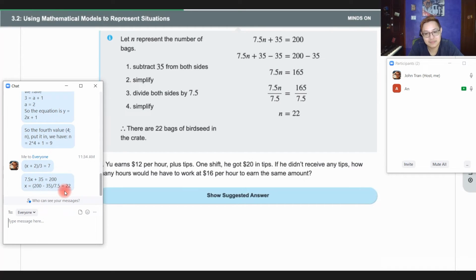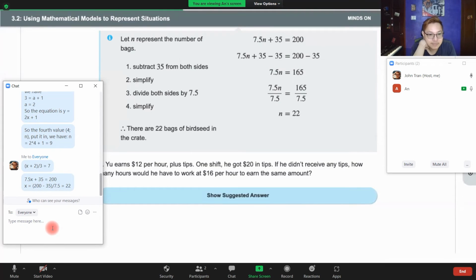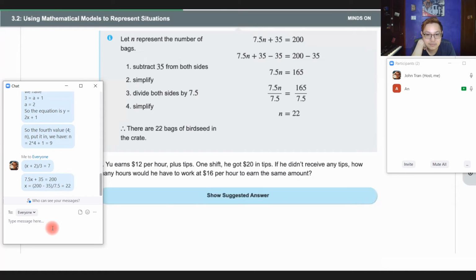So I think it's $12 plus... So you're thinking about the other one, I see. Plus tips, one shift. It's just like $12 something. So this is a complex situation here, because you have to compare the two situations, not just one like before. So I think it's 12 hours plus 20 equals 16 hours.